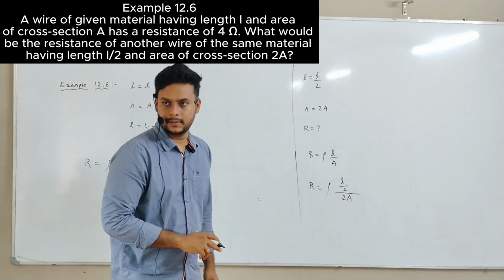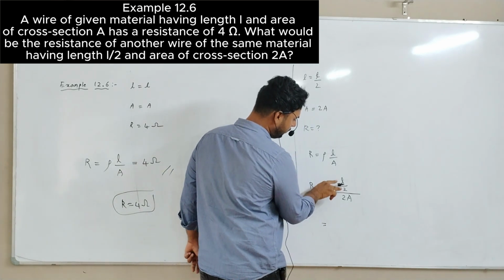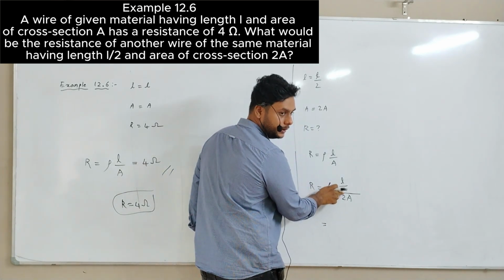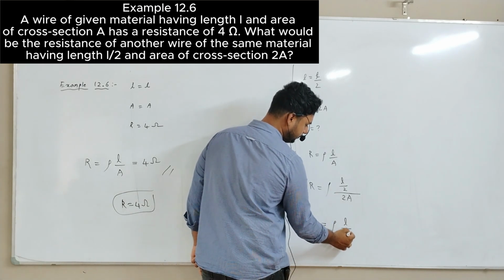Any doubts? Rho L by A. He gave it 2, L by 2. I can send this 2 here also. So this will become rho L by 4A.